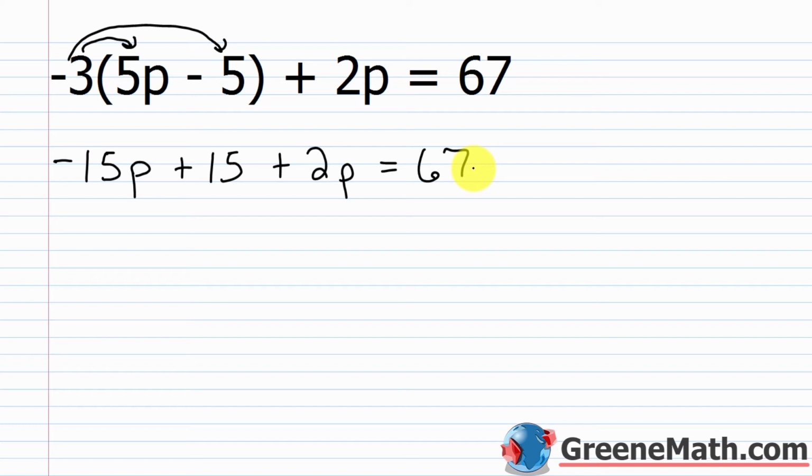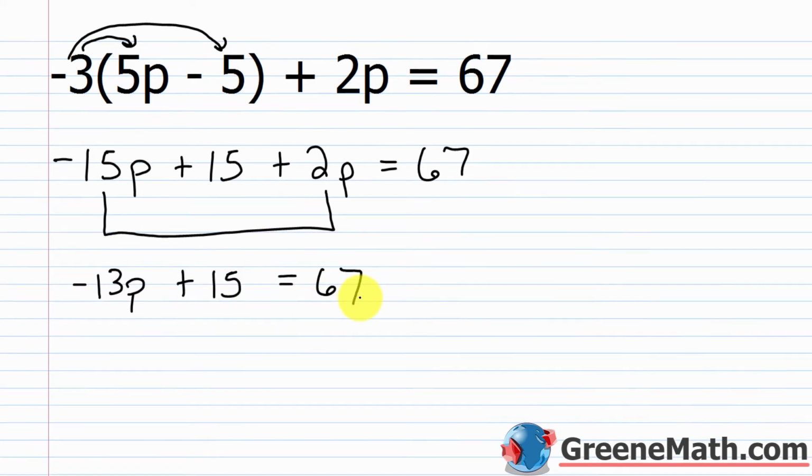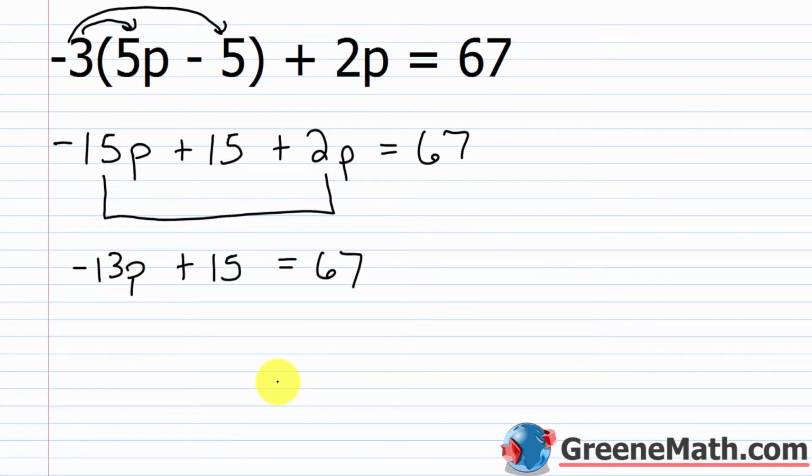All right, now I want to combine any like terms that I have. So over here, I have negative 15p and I have 2p. So negative 15 plus 2 is negative 13. The variable comes along for the ride. So this is negative 13p plus 15 equals 67. There's nothing else to simplify on each side.